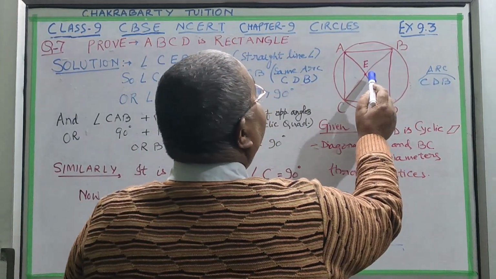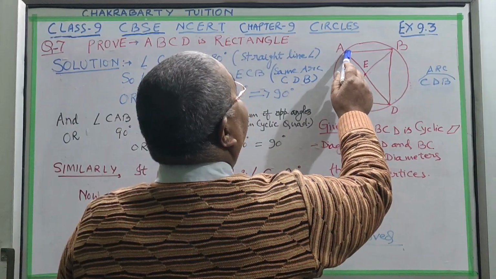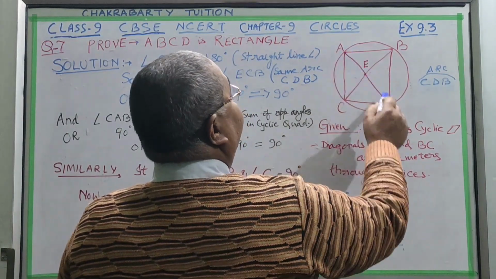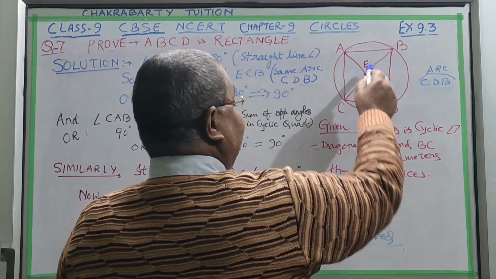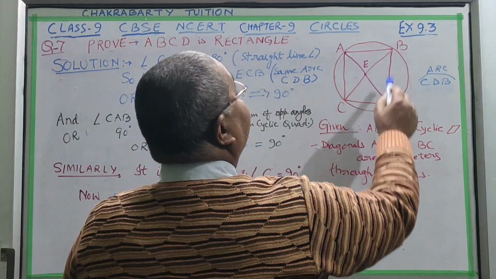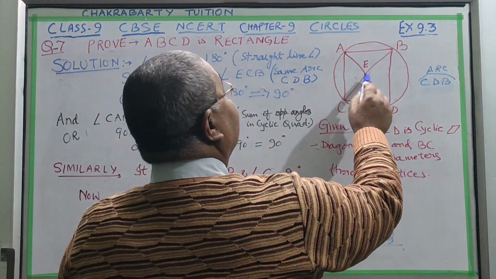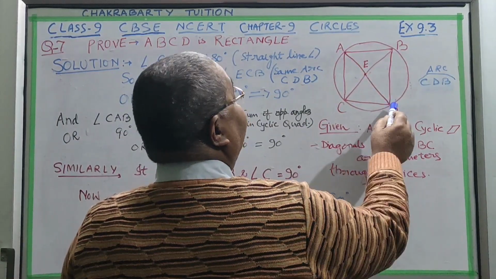This is the quadrilateral, and its diagonals are diameters. Diagonals are diameters means where they cut, it is the center. A to E is a radius, E to D is a radius. This full line is a diameter, meaning it goes through the center. So diagonals AD and BC are diameters, meaning they pass through the center and touch the vertices.